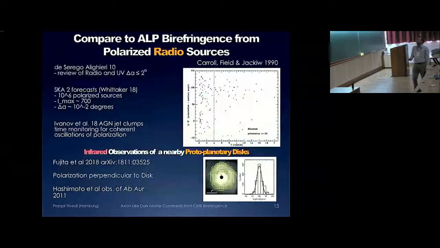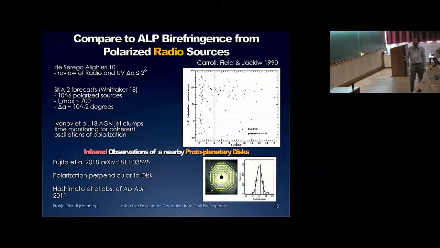Let me briefly mention that there have been constraints from cosmic birefringence from radio galaxies. In fact, this was the first work, from the 3C radio galaxies back in 1990, John Carroll et al. And recently there have been articles where you can probe the ALP field by looking at the polarization of jet clumps of AGN or protoplanetary disks. I would emphasize that looking at the CMB will avoid all the astrophysical uncertainties that you have when looking at these kinds of objects, the AGN jets or the protoplanetary disks.